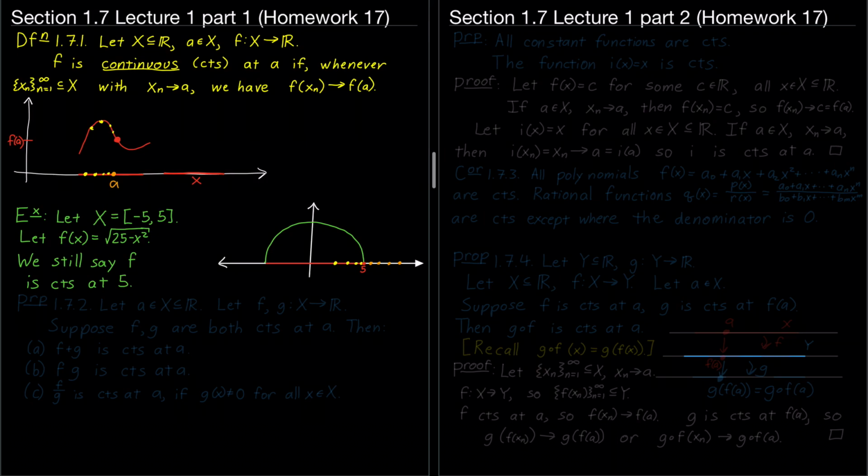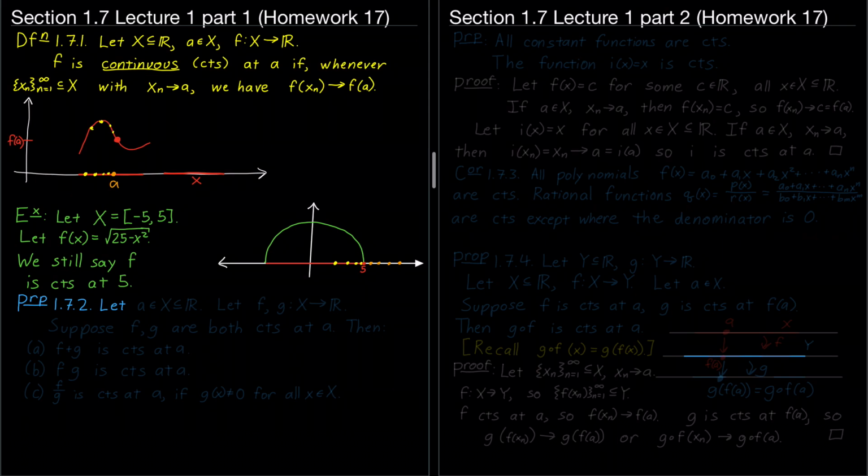Now, one convenient part about this definition of continuity in terms of sequences is that we can take all of our propositions from section 1.3 about convergent sequences and very easily get theorems about continuous functions. So, for example, this proposition follows straight from proposition 1.3.6.